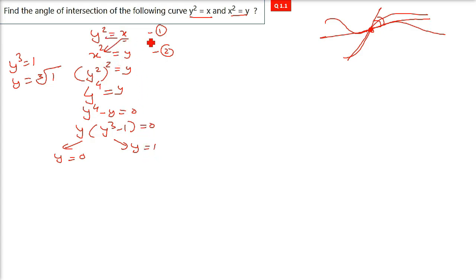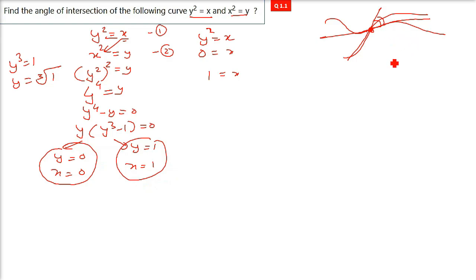Now at y equals 1 and y equals 0, you can find the corresponding x. So y square is x, and whatever value comes has to qualify both the equations. So when you put y equals 0, x will be equal to 0 in both the equations, and when you put y equals 1, x will be equal to 1 in both the equations. So we have two coordinate points, (0, 0) and (1, 1).